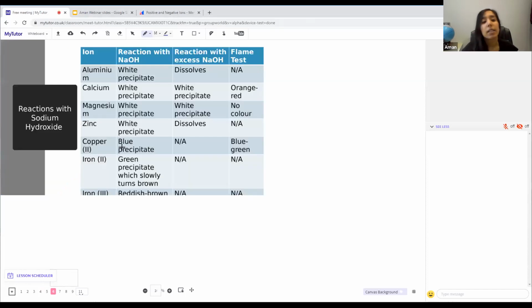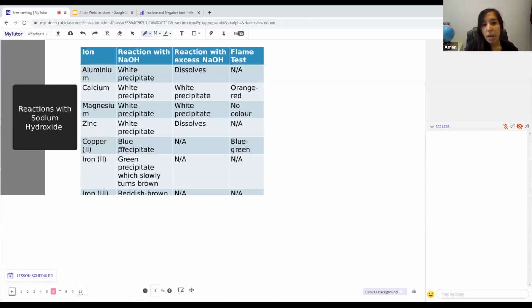Okay, so the next test that we need to know about for positive ions is the reactions with sodium hydroxide. So we've got the flame tests, and then we've got the reactions with sodium hydroxide. And I'm going to go through this slowly because it's quite a big table and there's quite a lot going on here. So there are 6 or 7 elements that you need to know about. And the reason I say 6 or 7 is because it ranges for the different exam boards, and I'll tell you what the differences are in just a second.